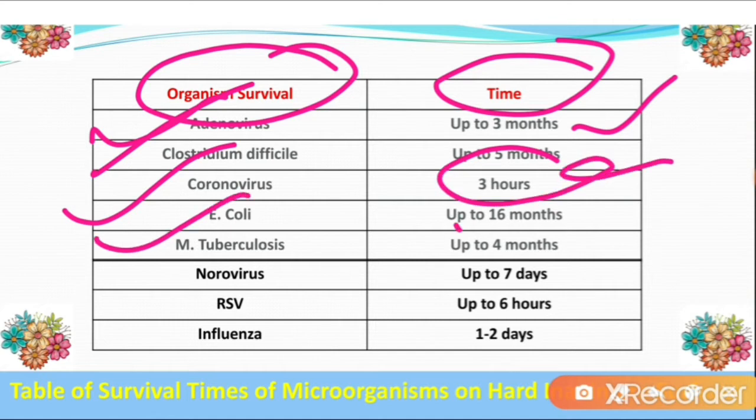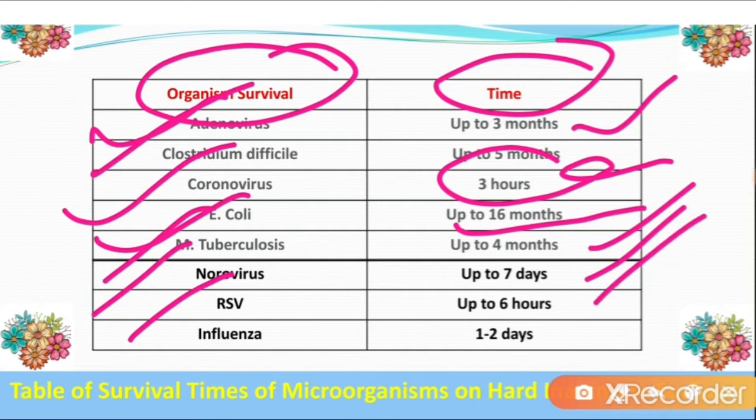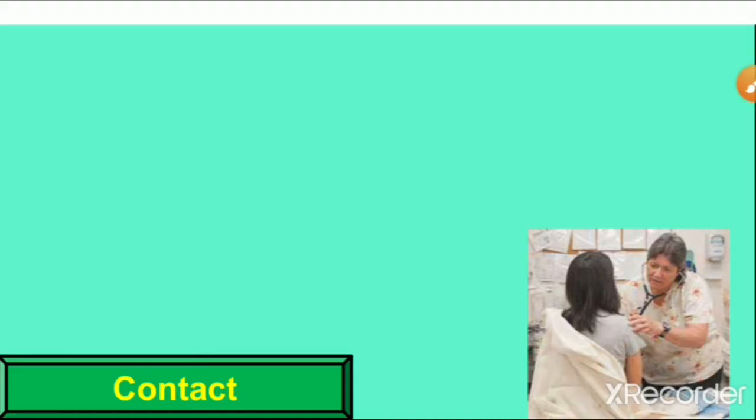E. coli up to 16 months. Mycobacterium tuberculosis up to 4 months. Norovirus up to 7 days. RSV up to 6 hours, and influenza virus 1 to 2 days.